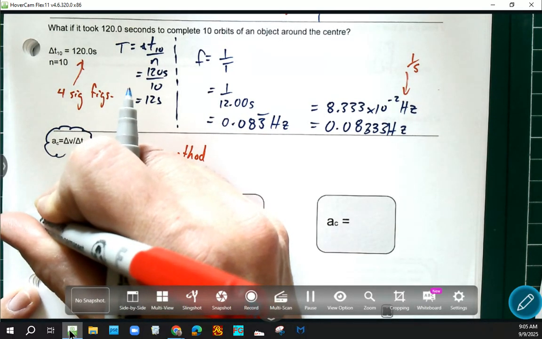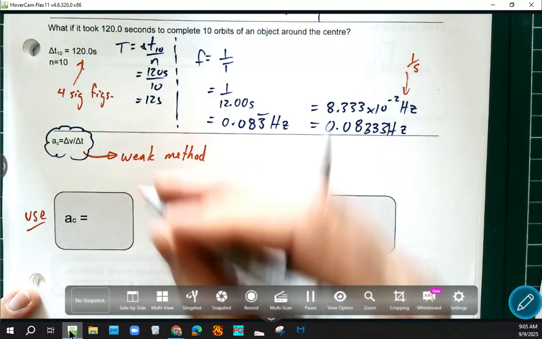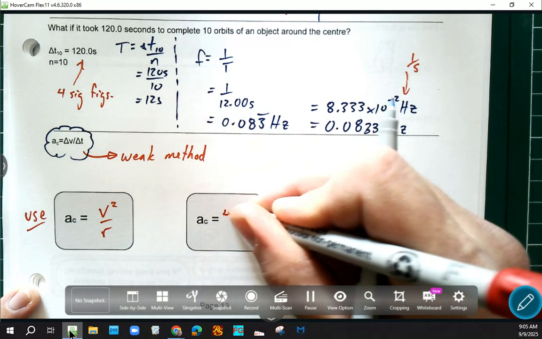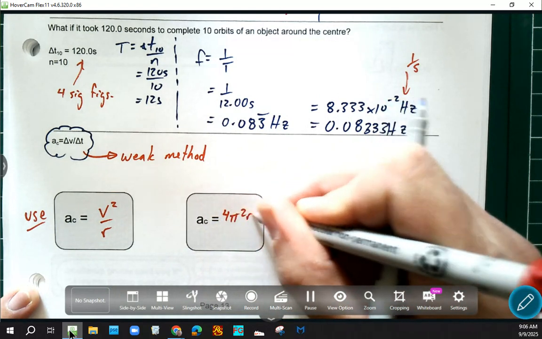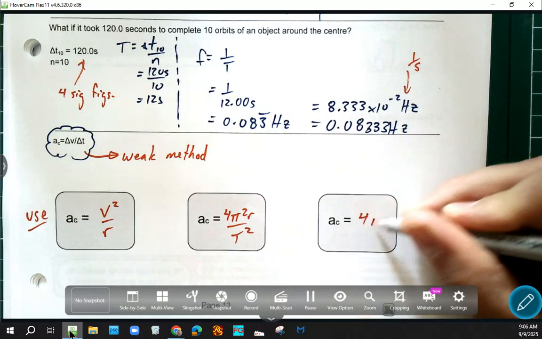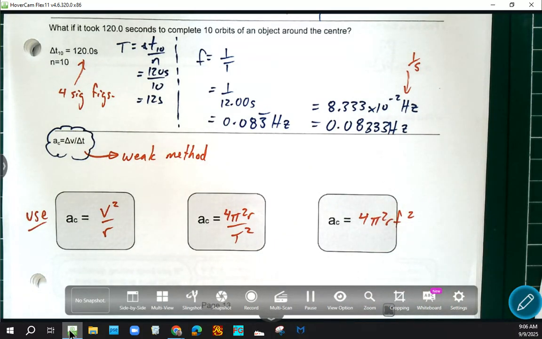So what we're going to do instead is we're going to use the following equations. I'm just going to write this as a summary list. V squared over r, 4 pi squared r over period squared, and 4 pi squared r f squared, all of which appear on your equation sheet.